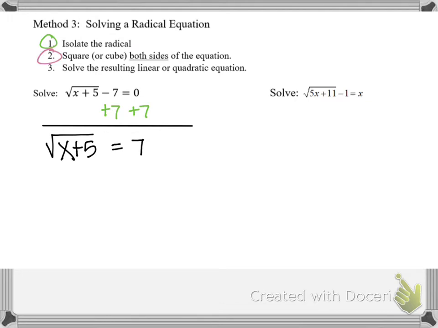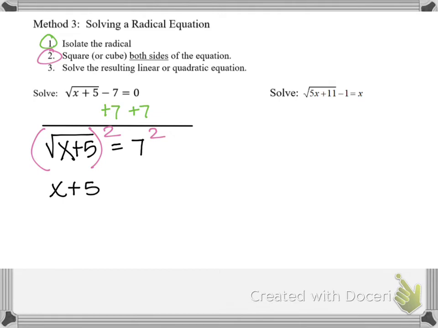Our next step is to square both sides of the equation. And the reason we're squaring both sides is because our radical sign is a square root. If it was a cube root and the index was 3, then we would cube both sides. Okay, so now let's go ahead and square both sides of the equation.